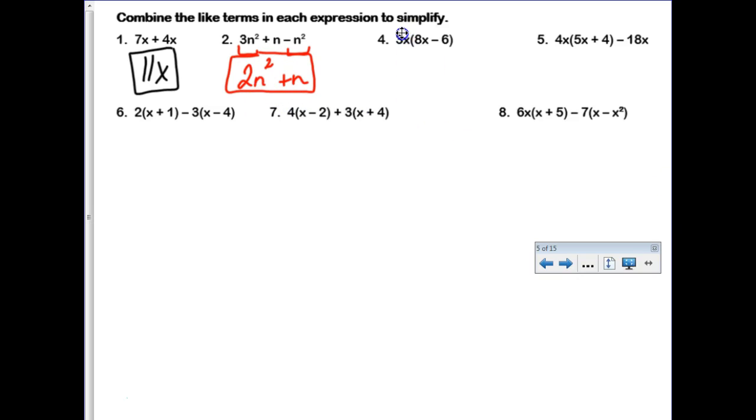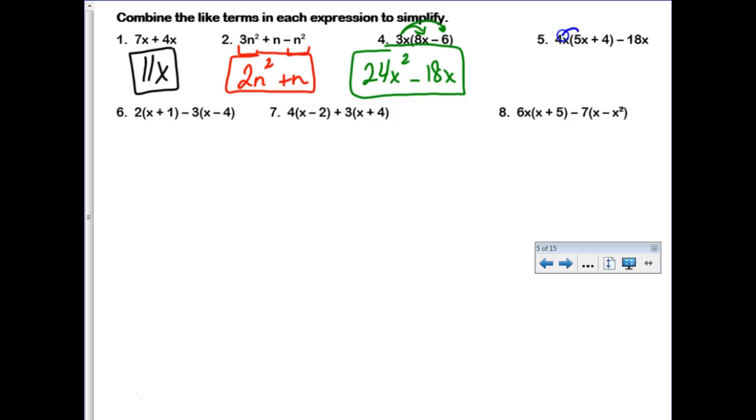All right, here we're going to use what's called the distribution property, which is really just multiplying. The 3x is going to get multiplied by each term in this binomial. So this time you do have to worry about exponents. 3x times 8x is 24x squared, because that's x times x. 3x times 6, this becomes a negative 18x. Again, order doesn't necessarily matter, but I like to write my answers in standard form.